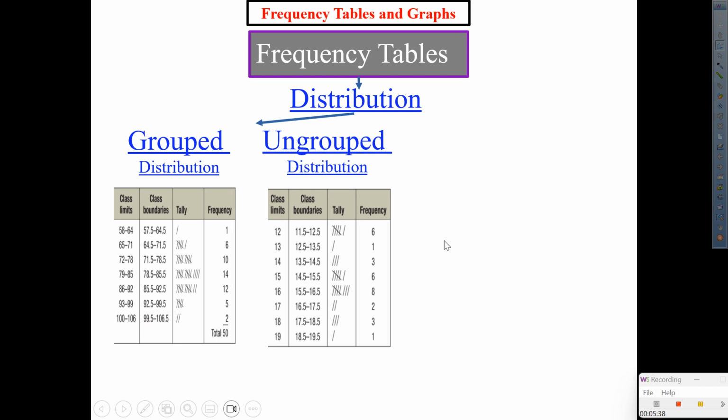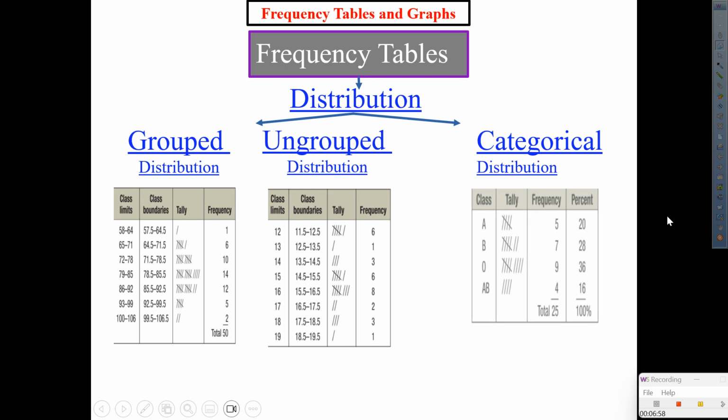Okay? So the other type of distribution table is known as categorical. Look up. All right, so tell your neighbor the difference between categorical and the grouped and ungrouped. What's the only difference that you see? Jaden, pass someone.